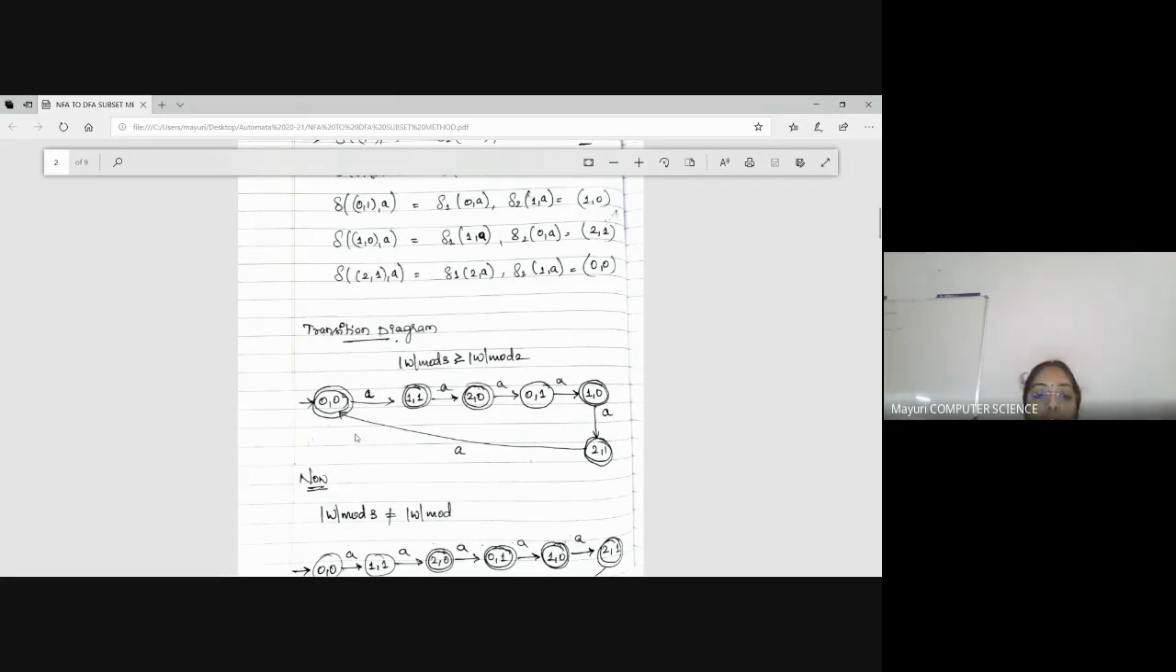One thing you have to be clear about here: the start state is easy for me, because I have started my travel from 0,0.